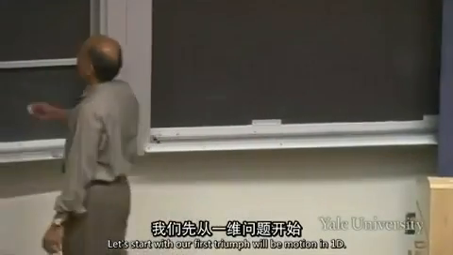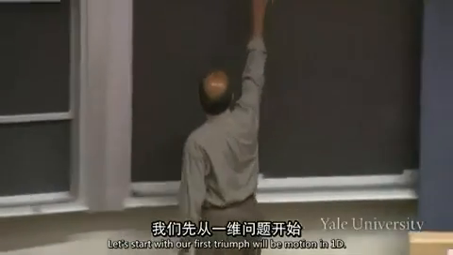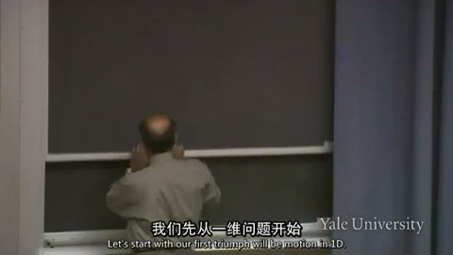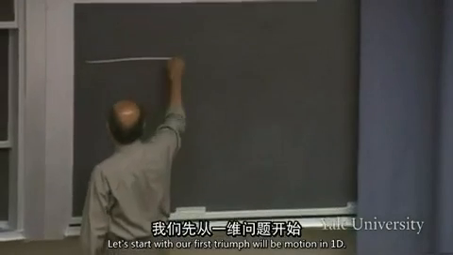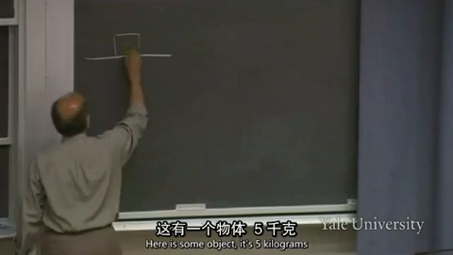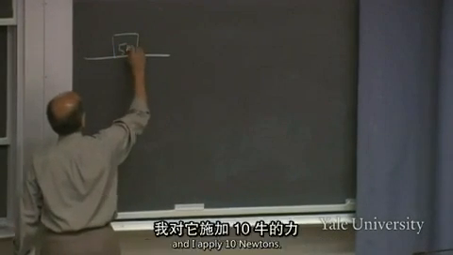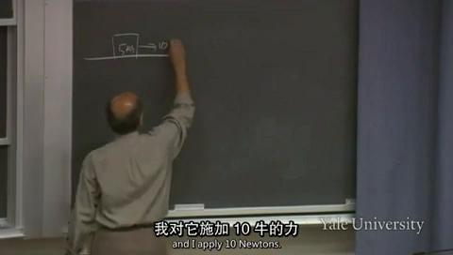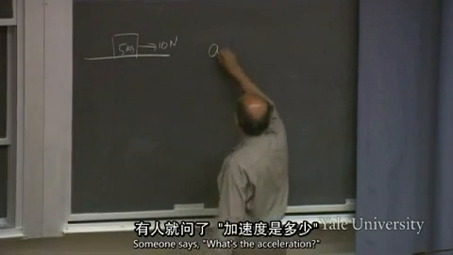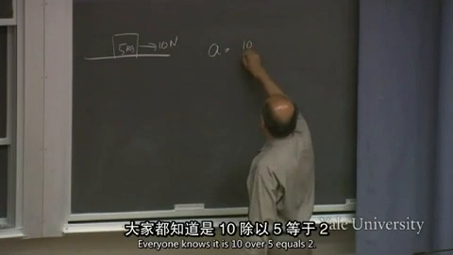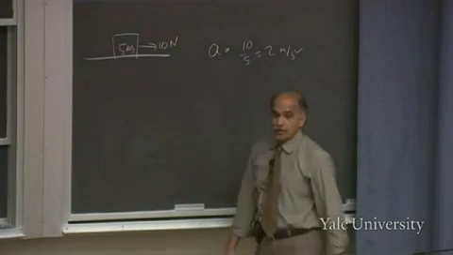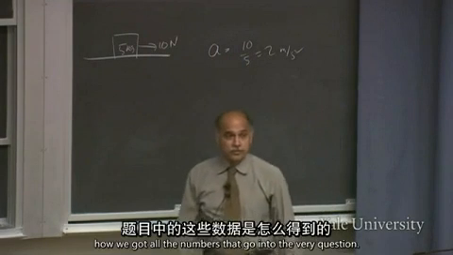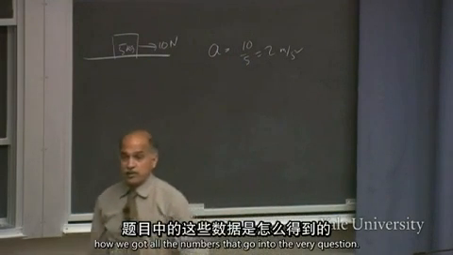Okay, so let's start with our first triumph, which will be motion in 1D. Here is some object. It's 5 kilograms, and I applied 10 newtons. And someone says, what's the acceleration? And everyone knows it is 10 over 5 equals 2. But now we know how you got all the numbers that go into the very question.